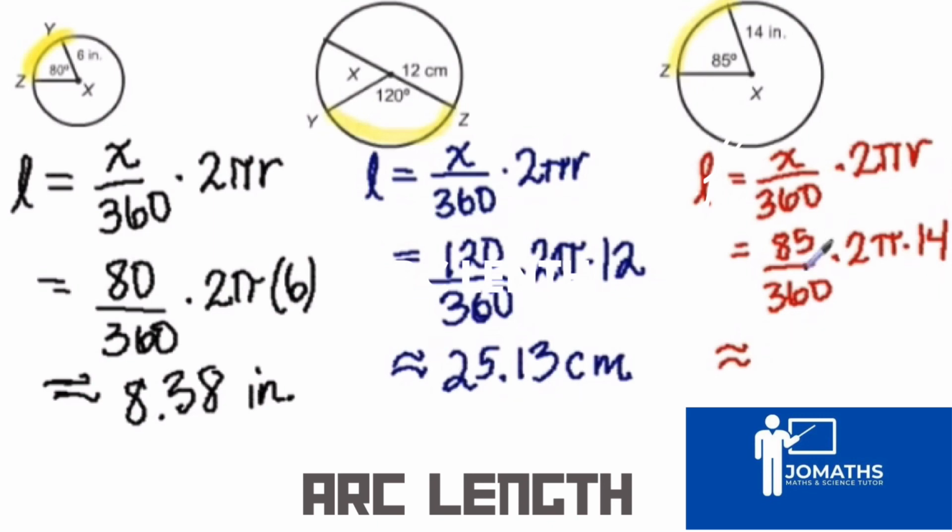So our approximation would come from 85 divided by 360, multiplied by 2 times pi times 14, which is approximately 20.77, and our units are inches.